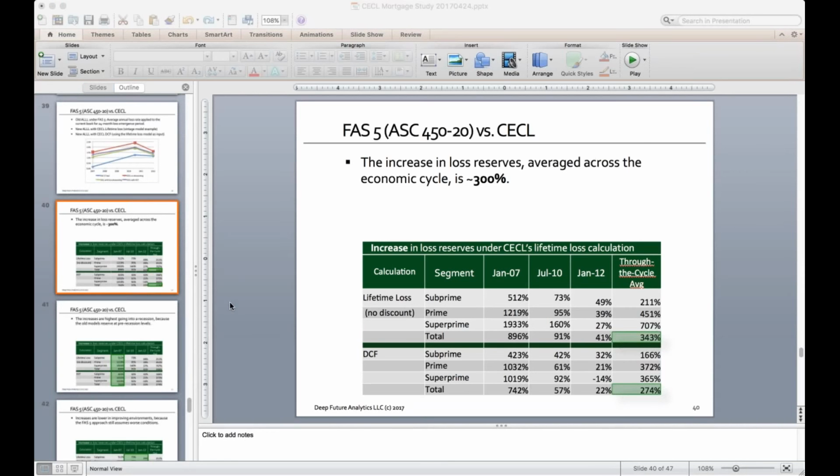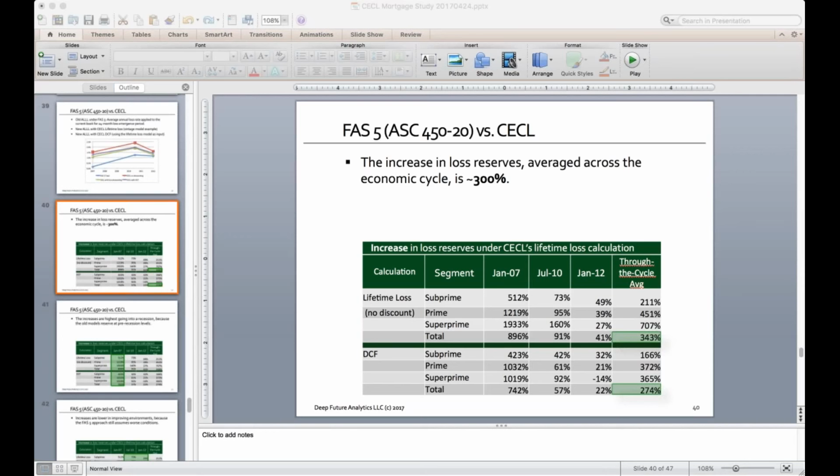that basically the comparison, this graph is showing at different points in the economic cycle what the ratio would be between the new CECL estimate and the old FAS 5 ALLL estimate. You'll notice that averaged through the economic cycle, the green box down here, 343% increase, basically a 4-time increase in your loss reserves. Or if you're using discounting, it's closer to a 3 times increase.